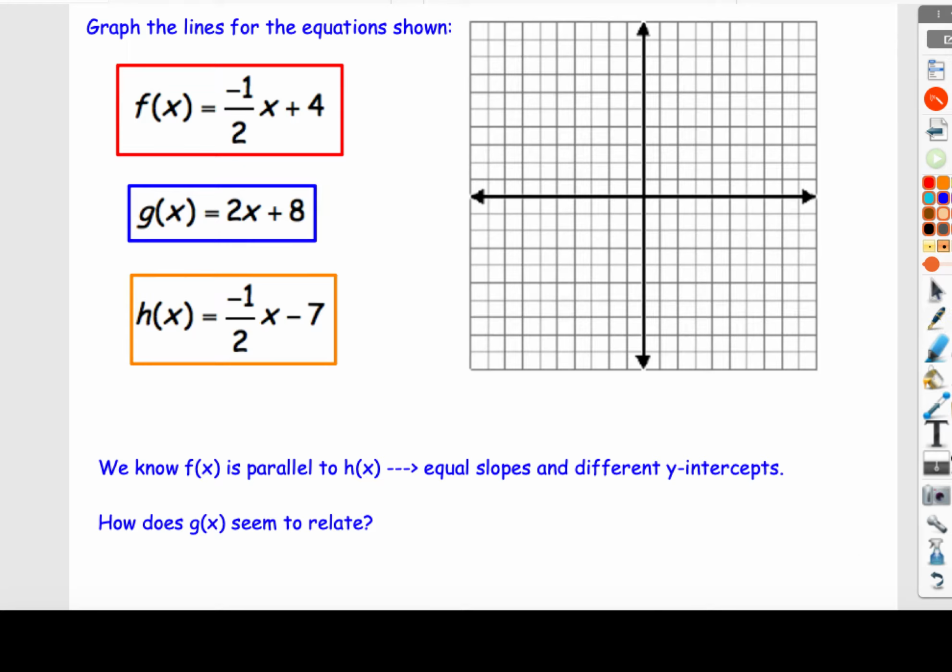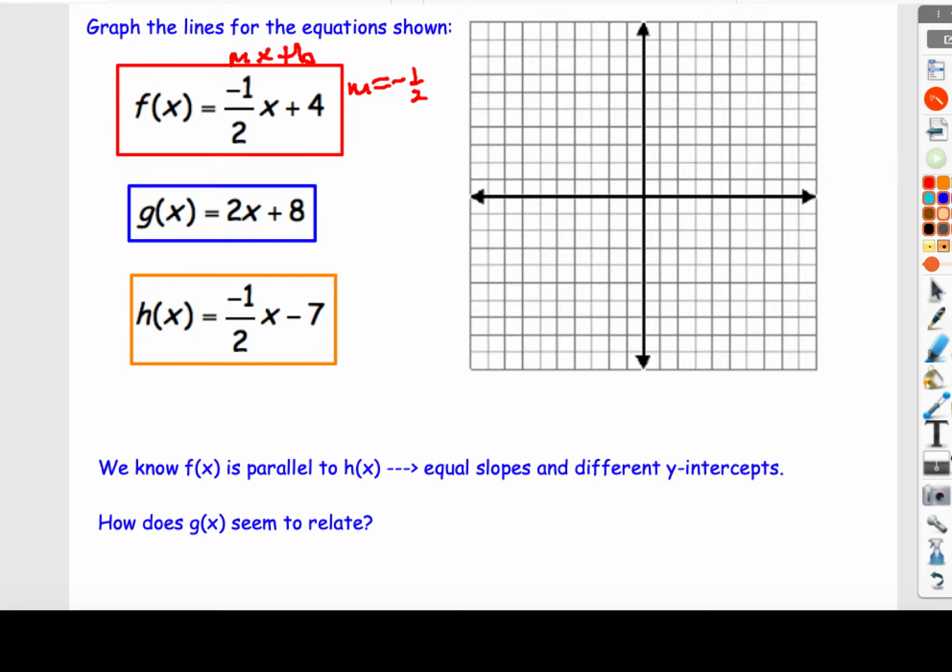Right, let's take a look at the graphs here on the screen. This video is going to talk about parallel and perpendicular lines. So the first thing we need to do is graph some lines and see how we can relate these ideas. First of all, f of x up here has a slope of -1/2. It's in y equals mx plus b form, right?